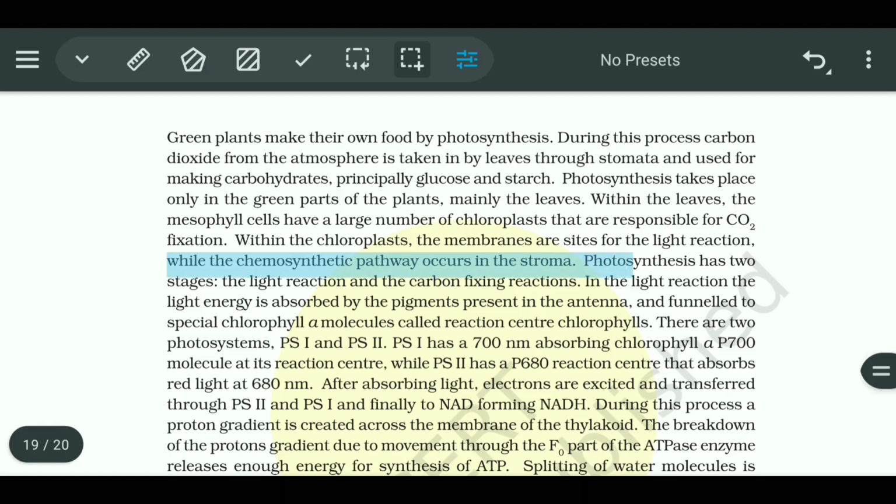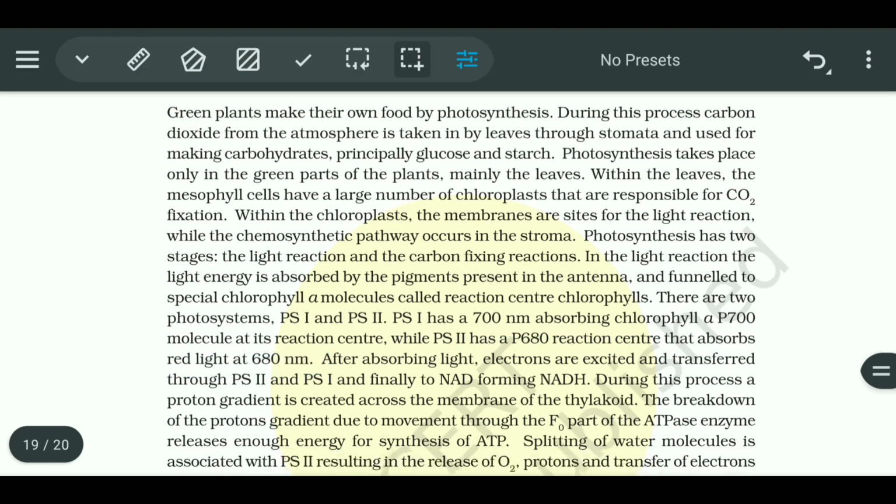While the biosynthetic pathway occurs in the stroma, photosynthesis has two stages: the light reaction and the carbon fixing reactions. In the light reaction, the light energy is absorbed by the pigment present in the antenna and funneled to a special chlorophyll a molecule called the reaction center chlorophyll. There are two photosystems, PS1 and PS2. PS1 has a 700 nanometer absorbing chlorophyll a P700 molecule at its reaction center, while PS2 has a P680 reaction center that absorbs red light at 680 nanometer.